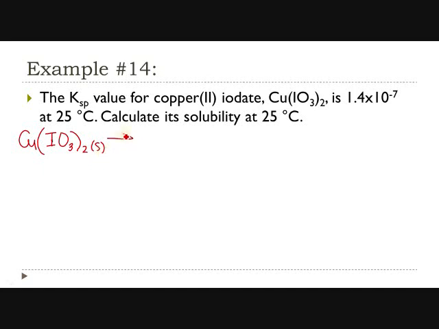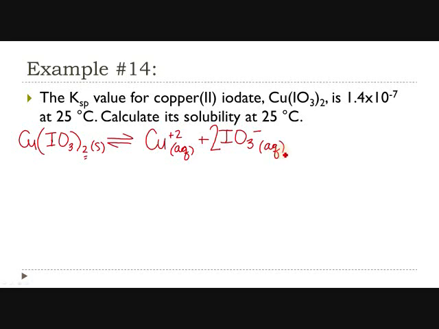Now, we know copper(II) means that copper has a +2 charge. So, let's do some deductive reasoning here. If copper has a +2 charge and there's a subscript of 2 on the iodate, that means that the iodate will have a -1 charge. And since there's 2 of them, to make sure it's balanced, we're going to put a big coefficient of 2 in front of that iodate.